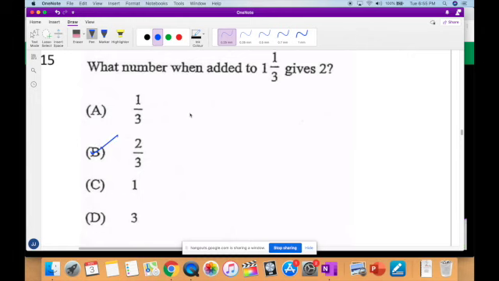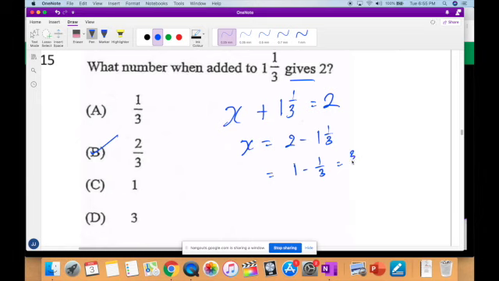However, just remember, algebra is your friend. When a number is added to 1 1/3 gives 2, you could just easily say that 2 minus 1 is 1, and then 1 minus a third, which is what Caitlin was saying, is 2/3, right?